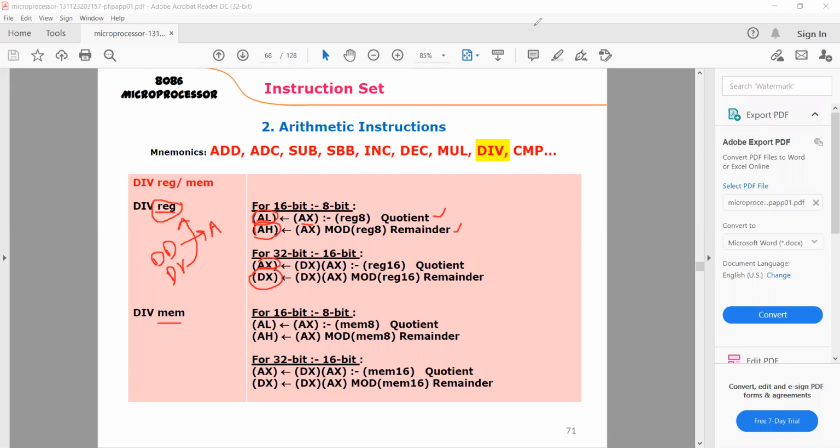This is unsigned division. The next category will be signed division.